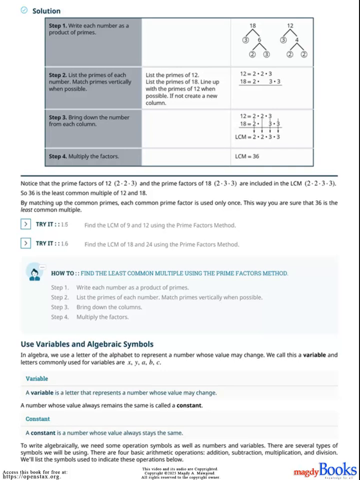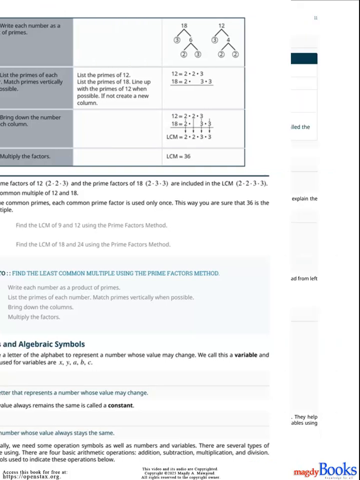A number whose value always remains the same is called a constant. B. Constant. A constant is a number whose value always stays the same. To write algebraically, we need some operation symbols as well as numbers and variables. There are several types of symbols we will be using. There are 4 basic arithmetic operations: addition, subtraction, multiplication, and division. We'll list the symbols used to indicate these operations below.